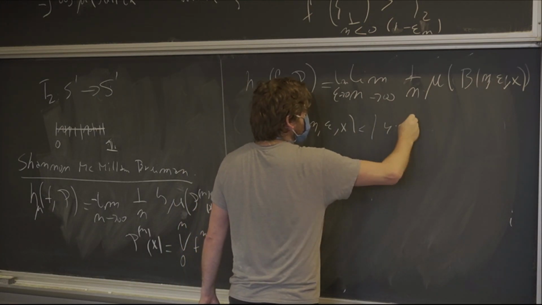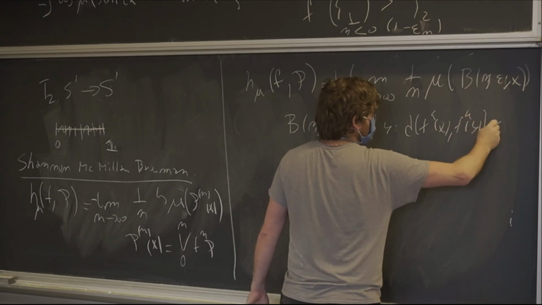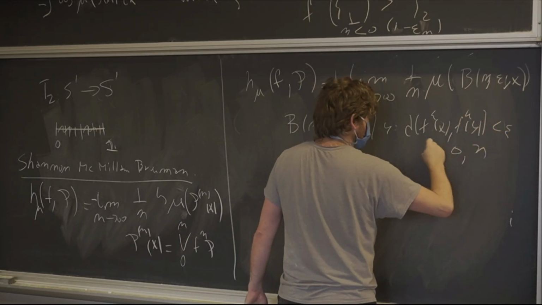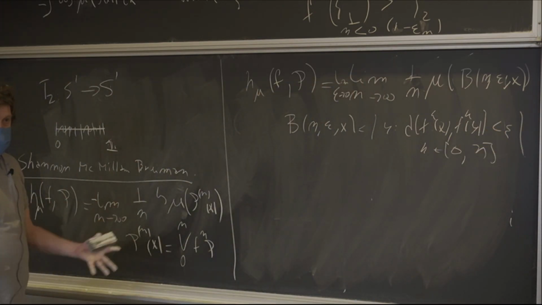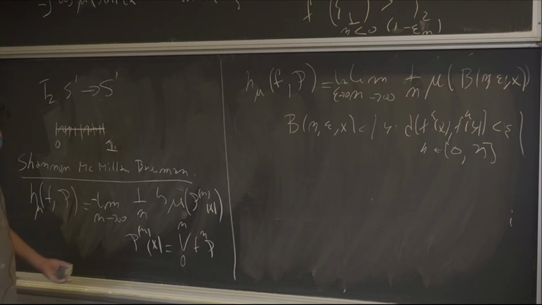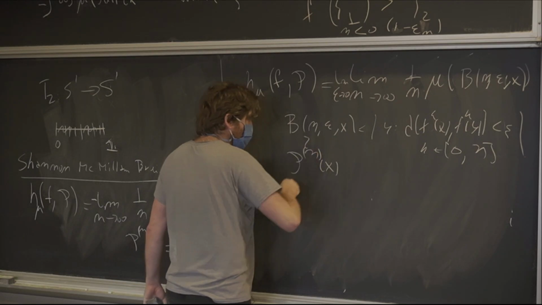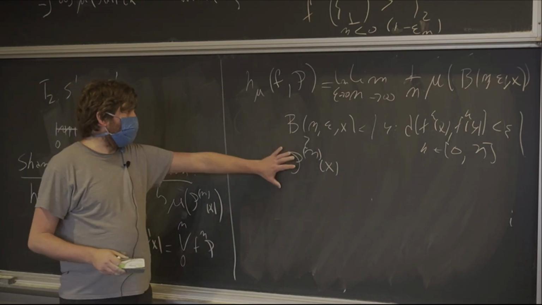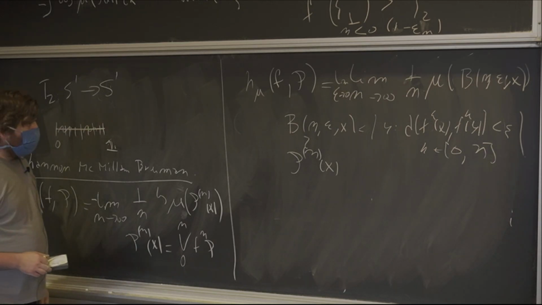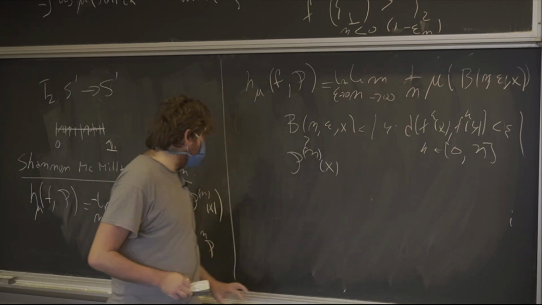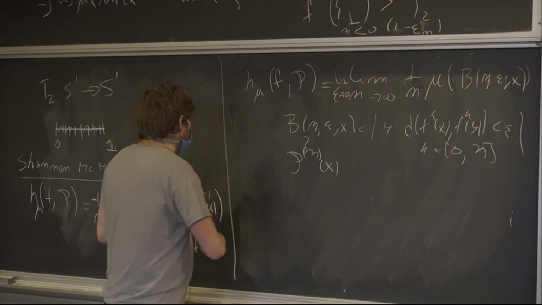So it's the y such that the distance from f^k x to f^k y is less than epsilon for k from 0 to n. So this is an approximation of the Bowen ball, and the game is that this is pretty much P_n x. So these two sets are very much related, and once they are very much related, you show that this limit here is the same as this limit here, and this limit here is entropy. So that's morally the game.